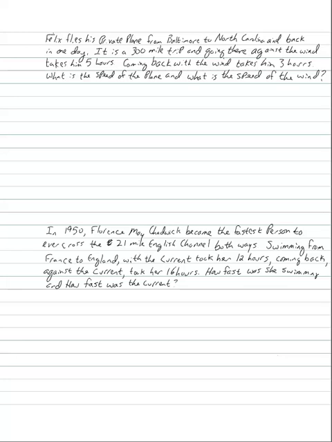Okay, so right now we're going to look at system of equations and word problems again. So we have Felix flies his private plane from Baltimore to North Carolina and back in one day. It's a 300-mile trip, and going there against the wind takes him 5 hours. Coming back with the wind takes him 3 hours. What is the speed of the plane, and what is the speed of the wind?